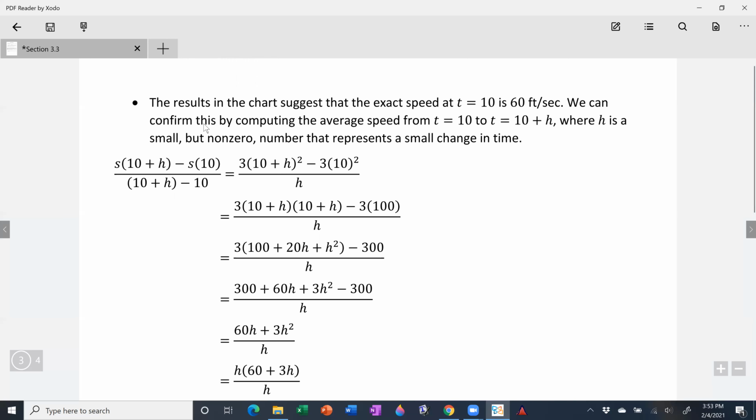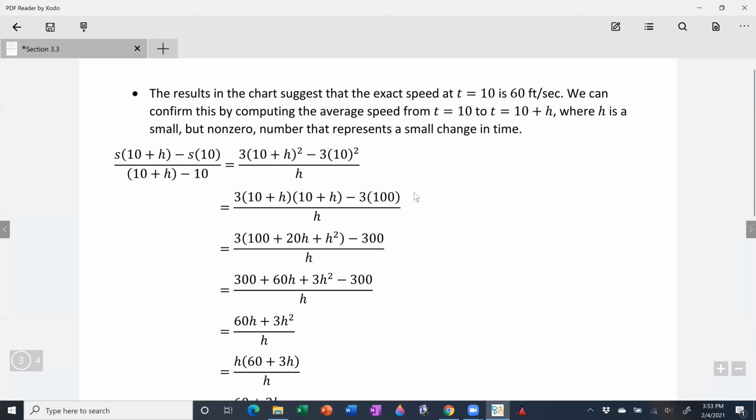We can confirm this algebraically by computing the average speed from t equals 10 to, and then we'll let the second endpoint of the interval be 10 plus h, where h is not 0, but just really small. Like 0.1, 0.01, 0.001. So it's not 0, but it's really small. That number just represents a very small change in time.